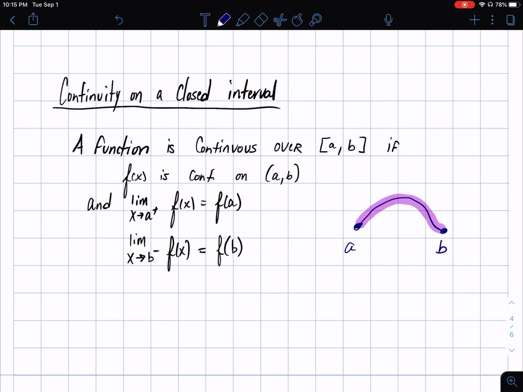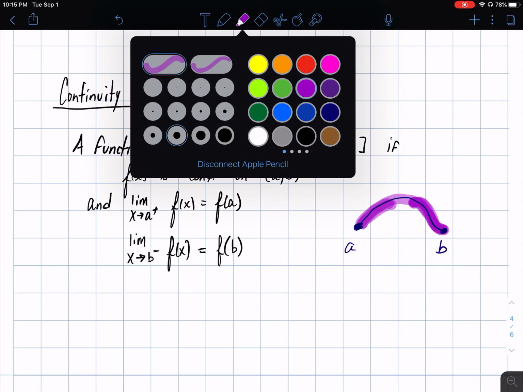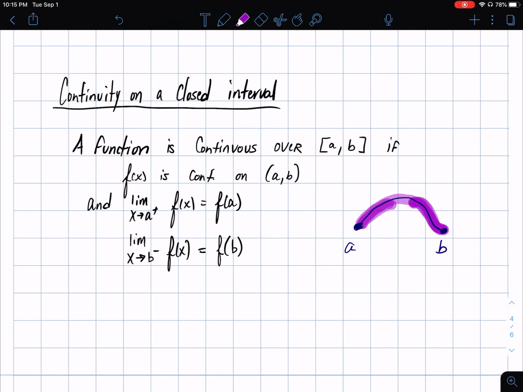Okay, and then it also wants to say the limit as x approaches A from the right. Okay, so as we're approaching A from the right, so the limit at this point equals the actual f of A there. And then this other one is going to say the limit as x approaches B from the left. Okay, so as we're approaching B from the left, we want to see that the limit at that endpoint is the same as the actual f of B.